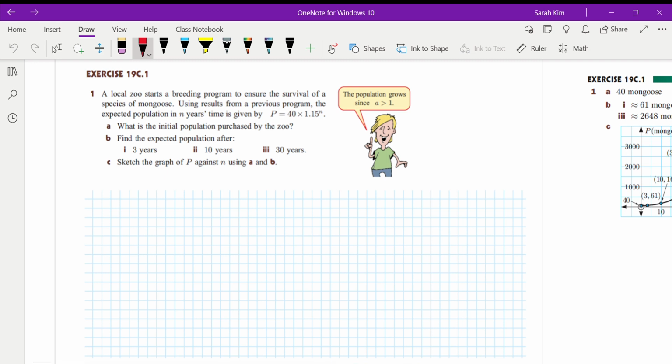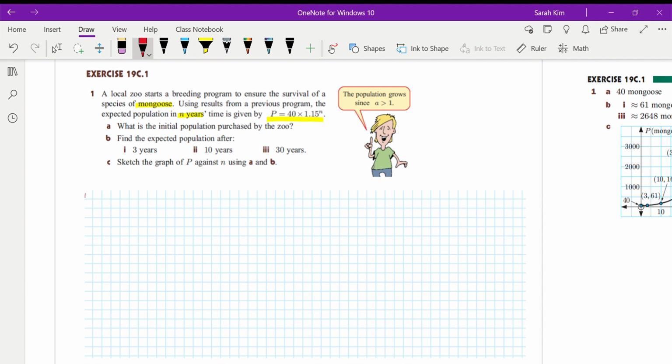Alright, so for this question, these are 19C.1.1. A local zoo starts a breeding program to ensure the survival of a species of mongoose. Now, I just always like to highlight the important information. Using results from a previous program, the expected population in N years' time is given by this function over here. What is the initial population purchased by the zoo?